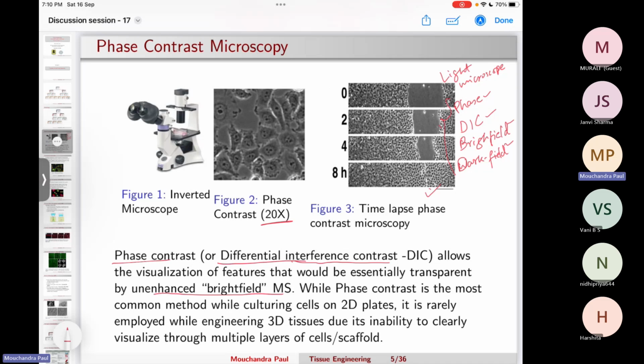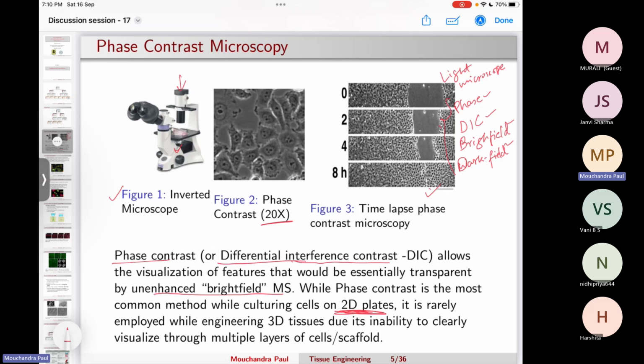But there is one limitation of each of these kinds of microscope: it helps you to see your cells on 2D plates. If you have a cellular monolayer, there you can individually see how the cells look like at different magnification. And for cell culture, we generally use an inverted microscope, where the objective lens is placed at the bottom. So here is the objective and the light is coming from the top. That is called an inverted microscope.